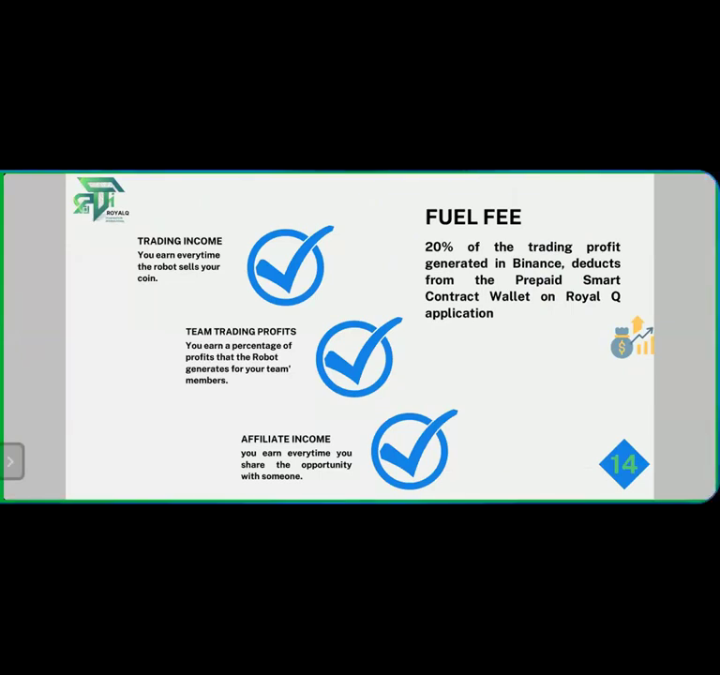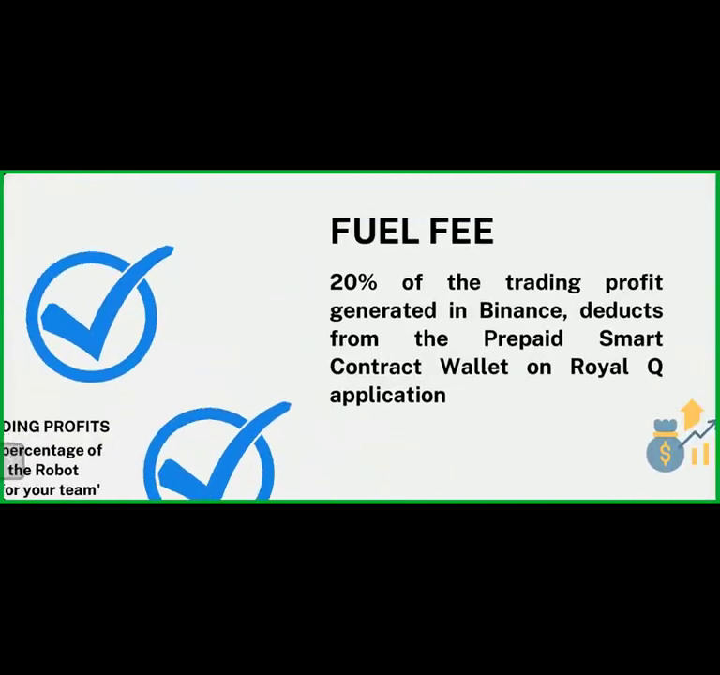All right, what kind of income do you make in Royal Q? The first one is the trading income. Trading income simply is the funds that you make when your Royal Q bot sells successfully or closes a trade for you successfully. That is your trading income. Next is the team trading profits, which is the profits that you make when people that you have shown this business to start making profits as well from their trades. Next is the affiliate income, which is the income you make when you decide to, like I always say, bless people with this opportunity, when you show them what is working for you and they start trading as well, and they start making money as well, you also make money from that. At the top right here, we have what we call the fuel fee.